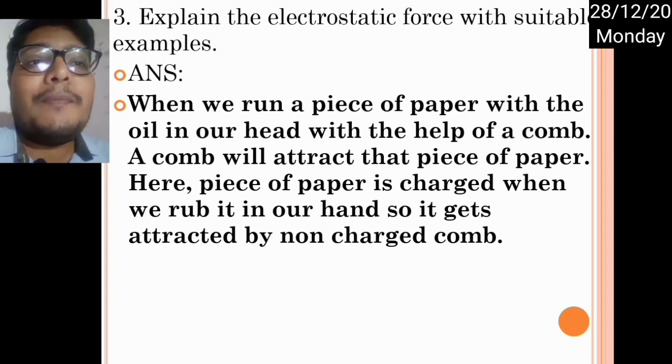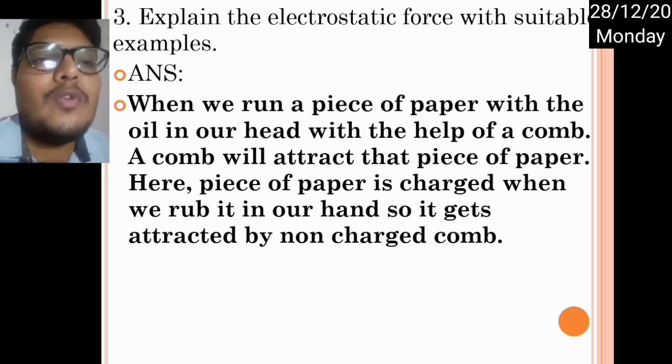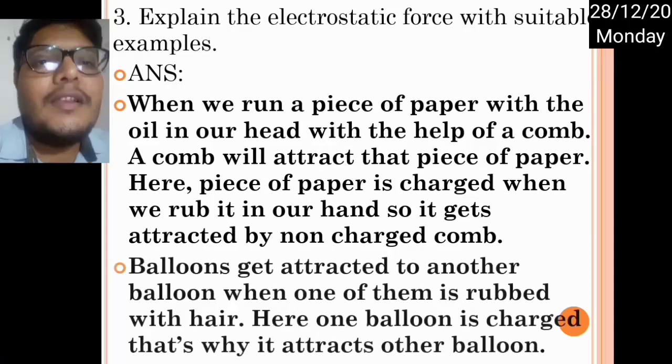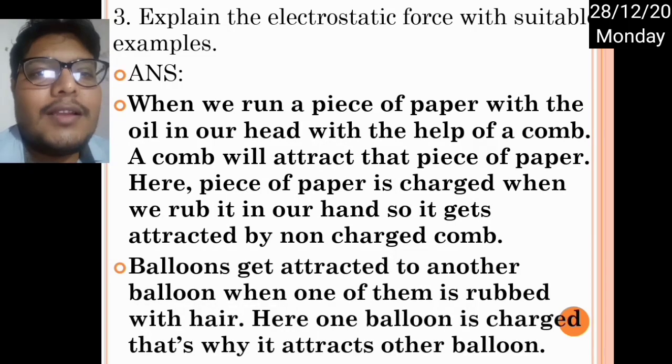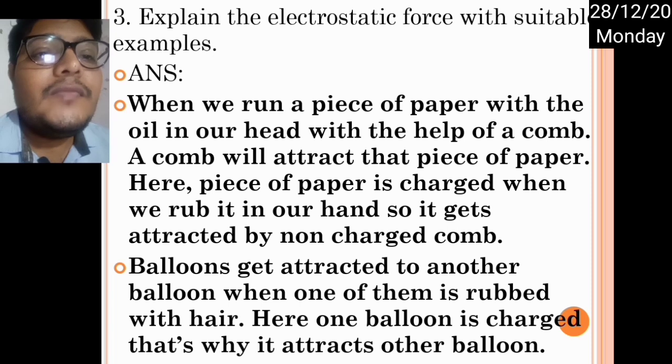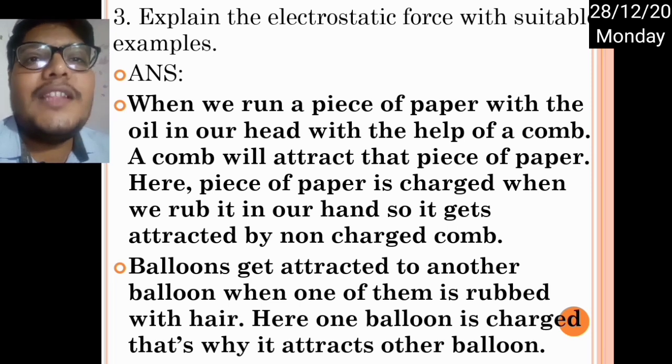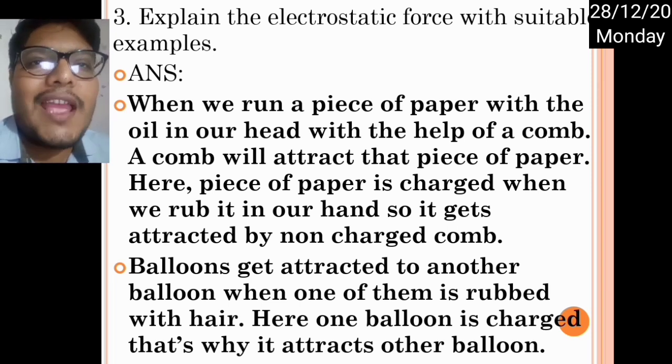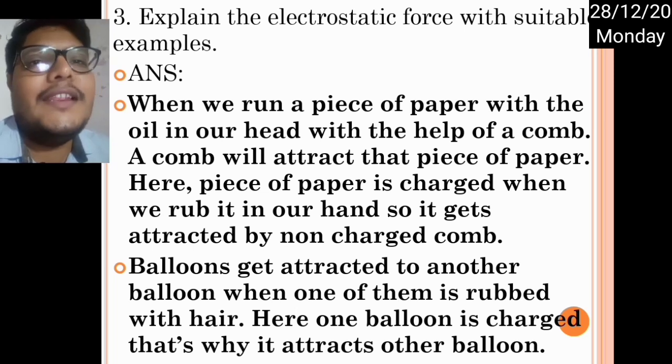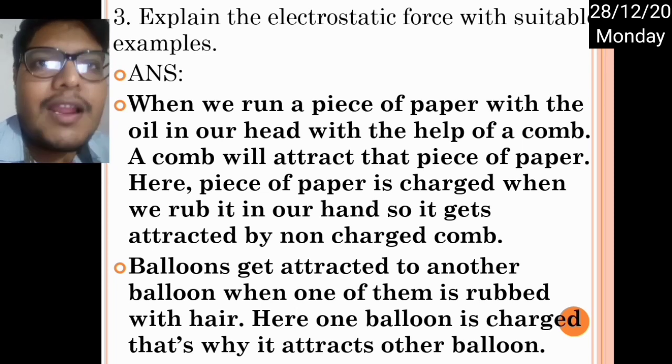Here the piece of paper is charged when we rub it on our hand, so it gets attracted by the non-charged comb. The piece of paper is charged, right? And that is why it is getting attracted by the comb. Okay, now let's see the next point. A balloon gets attracted to another balloon when one of them is rubbed with hair. If you rub one balloon with your hair and try to keep that balloon near the other balloon, they will attract each other. It means one balloon is charged because you rubbed it with your hair.